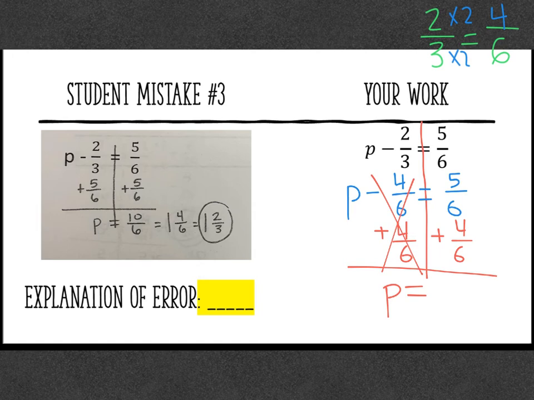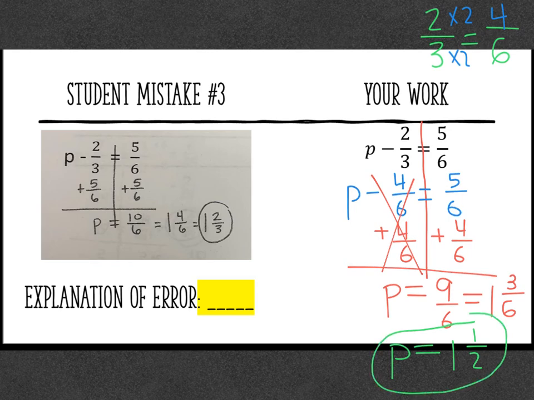And on the right, 5/6 plus 4/6 is 9/6. But please don't leave it as an improper fraction. We want to change that into a mixed number. So 6 goes into 9 one whole time with 3/6 left over. But again, that's still not in simplest form. 3/6 can be simplified to 1/2, so P equals 1 and 1/2, which would be our final answer.